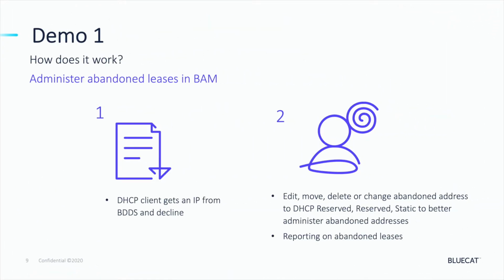In this demo 1, we are going to look at how to handle abandoned leases in Address Manager, including how to edit an abandoned IP, move, delete, or change an abandoned state to a targeted state such as static, reserved, or DHCP reserved state. To illustrate DHCP abandoned leases, we will be using a DHCP client called DHTest that will allow us to send a request for an IP to our BDDS server, and then the client will decline the request once it receives an IP from the BDDS server. We'll also be showing abandoned leases in DHCP utilization from a reporting perspective.